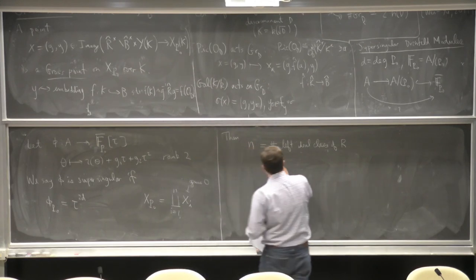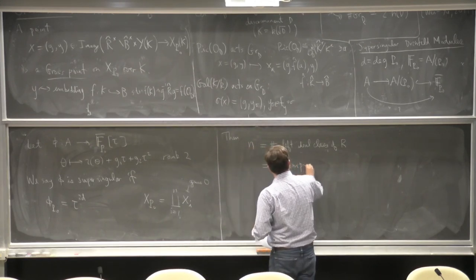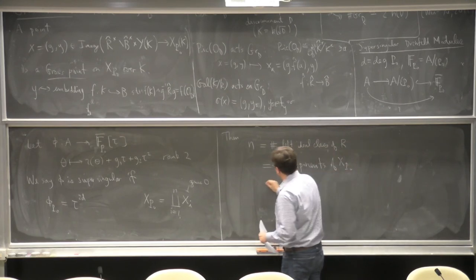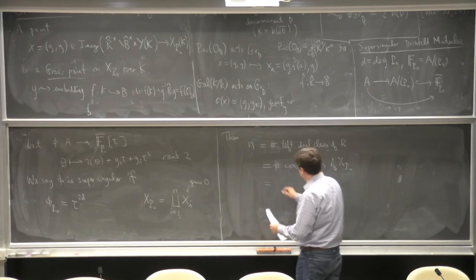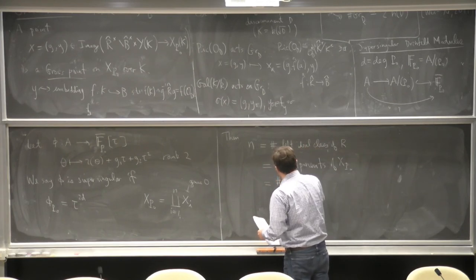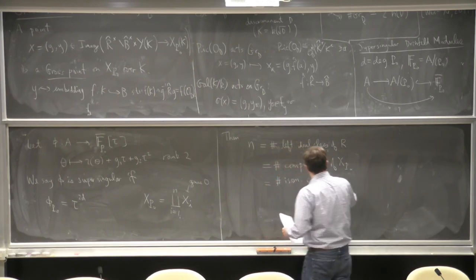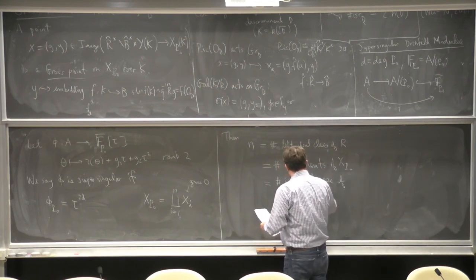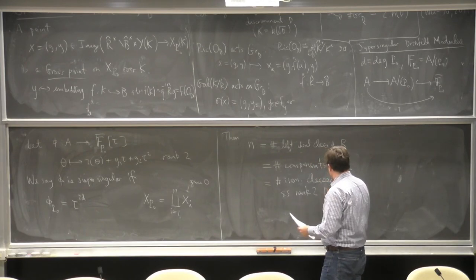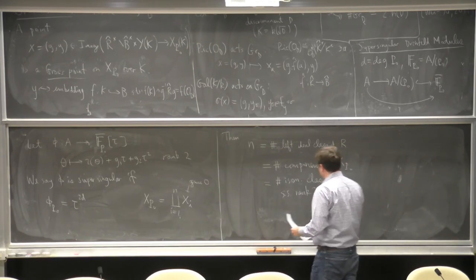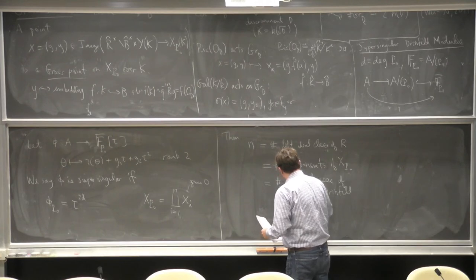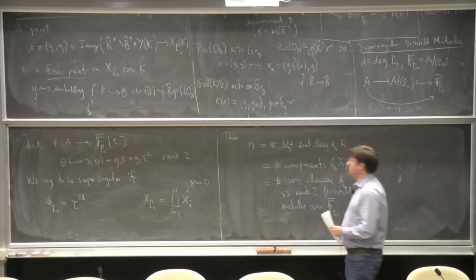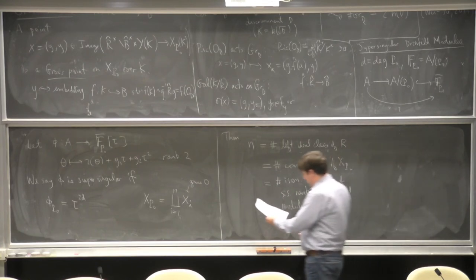Yeah, so this is the number of components of X P naught, and this is also the number of isomorphism classes of supersingular rank 2 Drinfeld modules over F P naught bar.